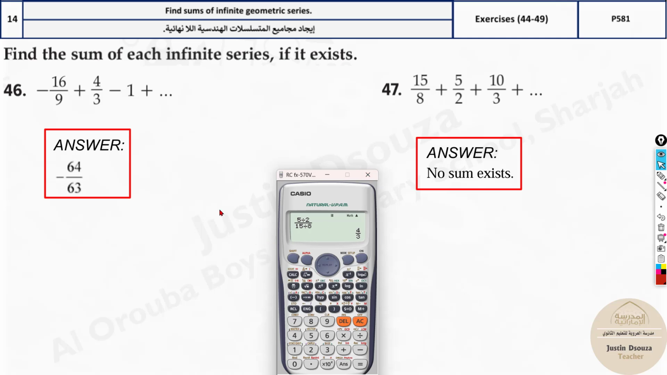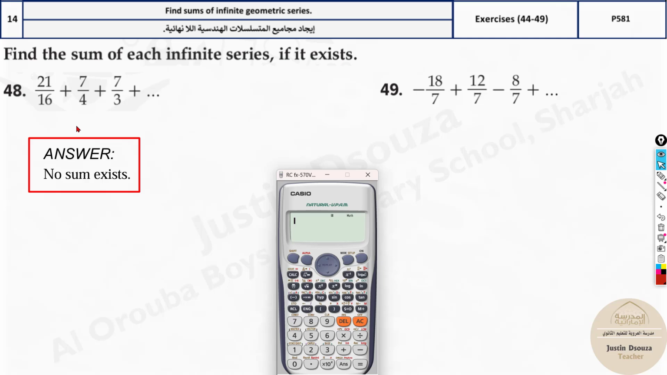Even because the formula exists only for r values less than 1, right? So if you try even over here, 15 divided by 8, 1 minus the answer. Now don't think this is the correct answer. No, this is wrong. Here you're getting some answer because you put the r value, yes, but this is not the accurate answer, okay? You should ignore this. This will go till infinity. No sum exists.